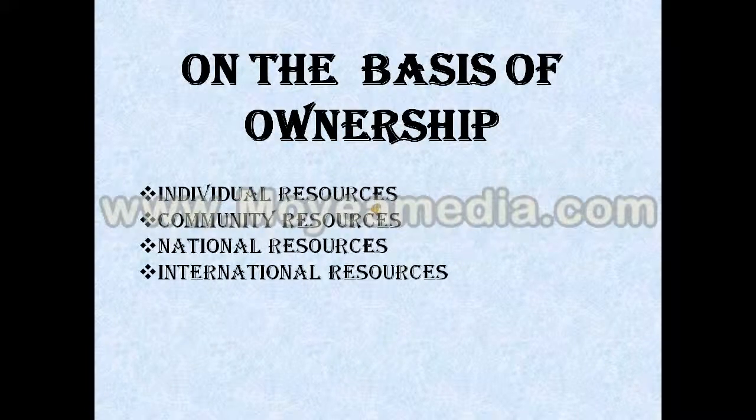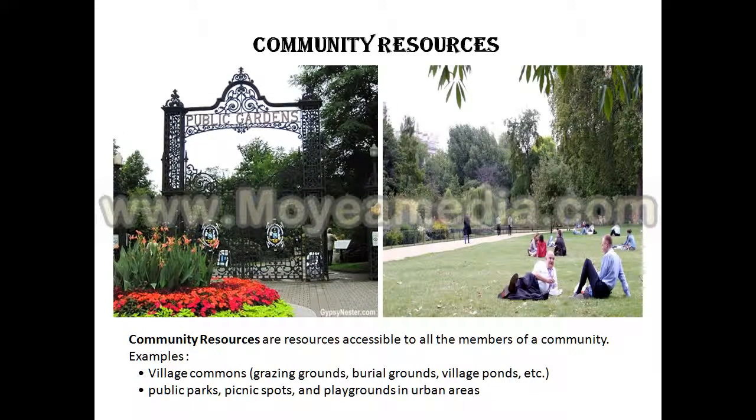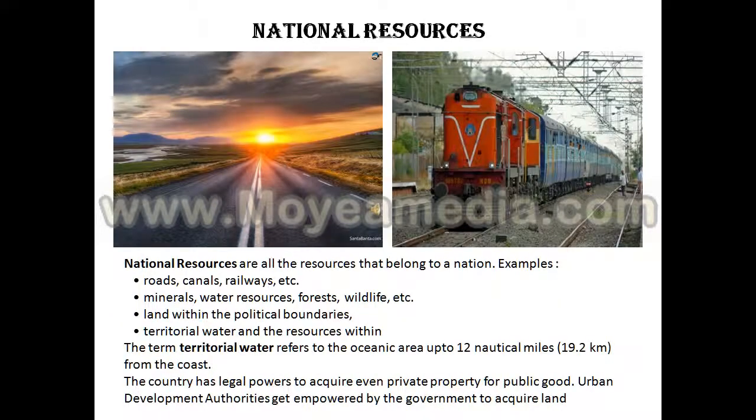On the basis of ownership there are four types of resources: individual, community, national and international. Individual resources are resources that are owned privately by individuals. Community resources are resources accessible to all the members of a community. National resources are all the resources that belong to a nation. The term territorial water refers to the oceanic area up to 12 nautical miles (19.2 kilometers) from the coast.